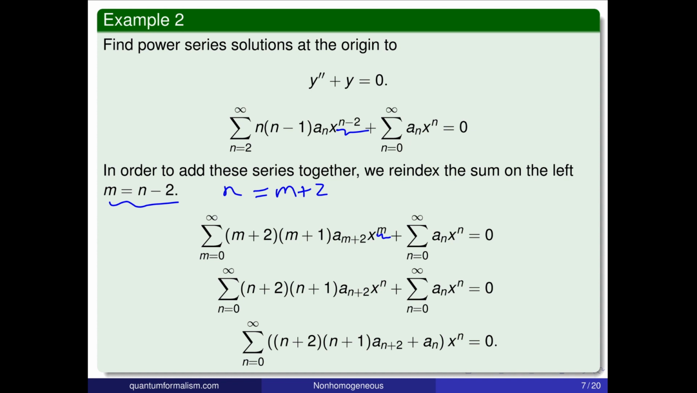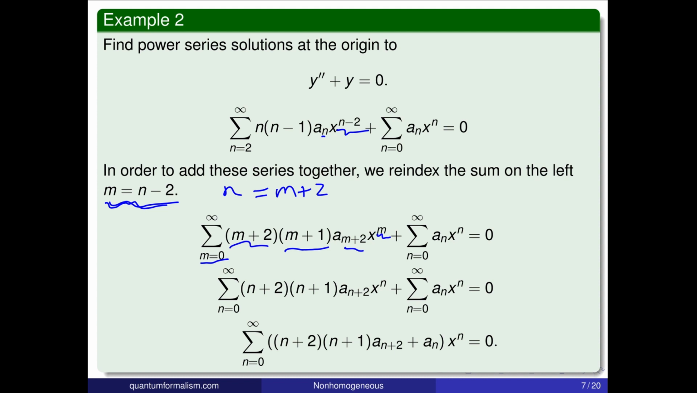All right, so n times n minus 1 will become m plus 2 times m plus 1. This a_n will become a_(m+2). And now the bounds on our series: we started at n equals 2, which would be the x to the 0 term for the series on the left. So we will start at m equals 0, because now our exponent is m. So we're starting with a constant term in both cases. Or you could use the formula m equals n minus 2, so that if you start with n equal to 2, subtract 2 from that, that means m starts at 0.